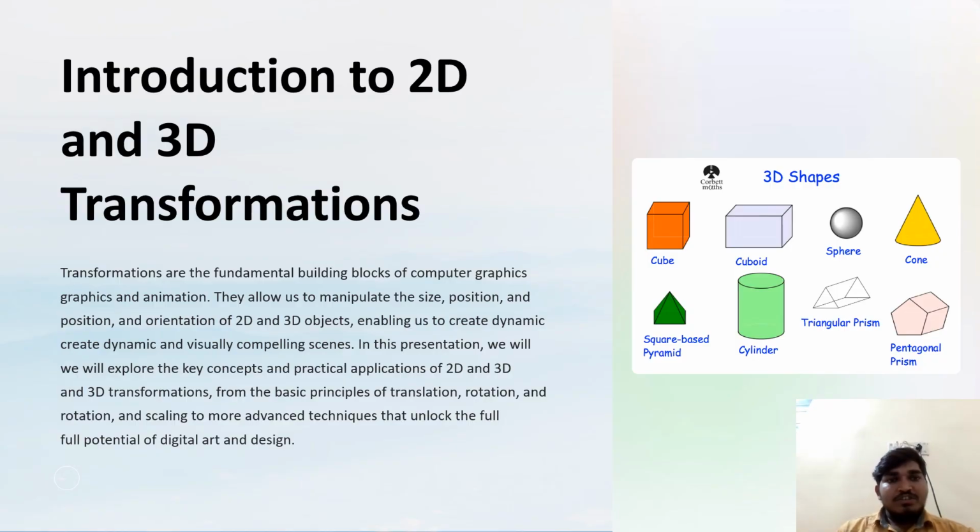Today we are going to discuss an introduction to 2D and 3D transformation. Transformations are the fundamental building blocks of computer graphics and graphics animations. They allow us to manipulate the size, position, and orientation of 2D and 3D objects, enabling us to create dynamic and visually compelling scenes. In this presentation, we will be exploring the key concepts and practical applications of 2D and 3D transformations, from the basic principles of translation, rotation, and scaling to more advanced techniques that unlock the full potential of digital art and design.